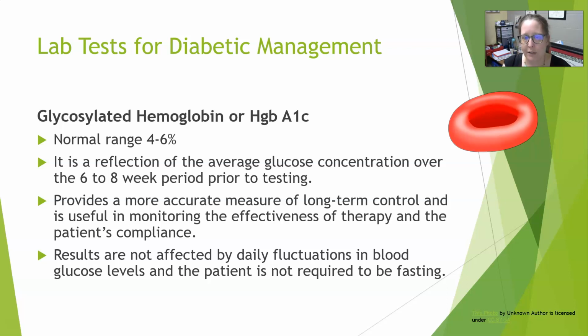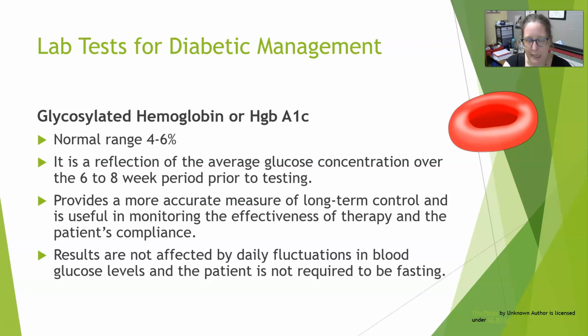The average red cell lives 120 days. So measuring this hemoglobin A1c reflects the average glucose concentration over the prior 6 to 8 weeks. Normal range is going to be 4 to 6%. So that would be 4 to 6% of the hemoglobin is glycosylated, or has had sugar stuck on it. The more sugar is available in the blood, meaning the higher the blood glucose is on an average day, the more hemoglobin is going to be glycosylated, and so the higher that percentage is going to be.